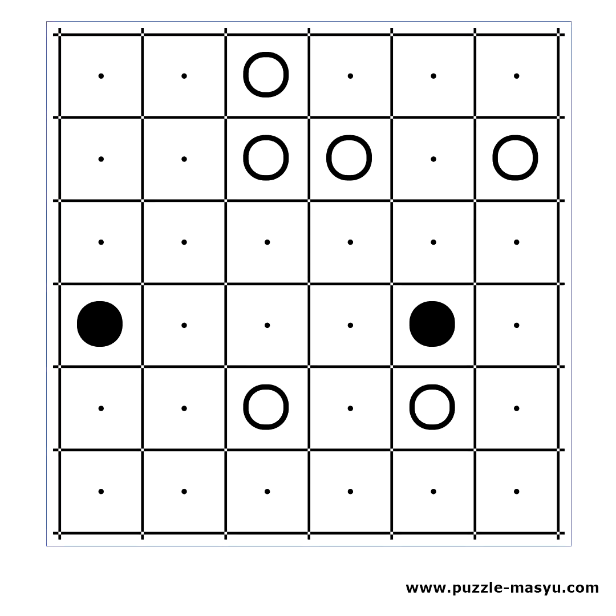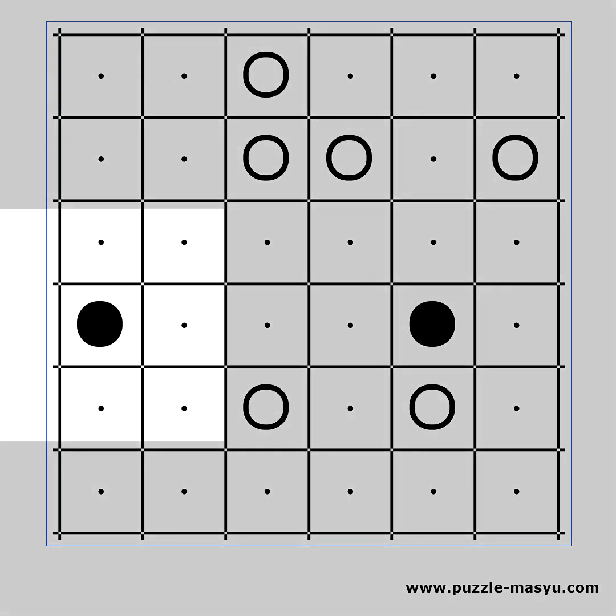Hello. In this video I will show you how to solve a Masyu puzzle. The easiest starting point is to look for clues near the borders of the grid. For example, when we have a black circle next to the border, we can make the following deductions.